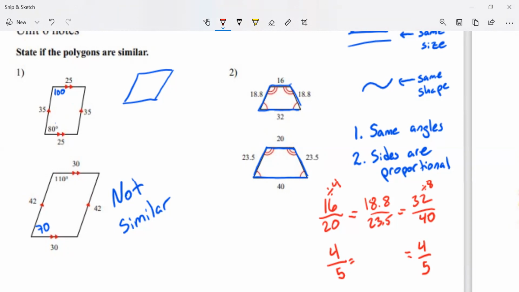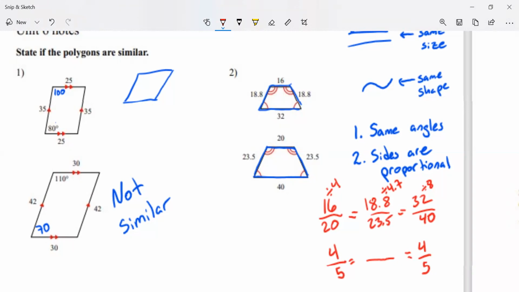Okay, so now let me check the middle fraction. Okay, I have to make this into a 4 over 5. Now, let me get in my calculator. Let me go 18.8 divided by 4. Okay, 18.8 divided by 4, and it gives me 4.7. Okay, so I found my scale factor here. Let me divide this by 4.7.